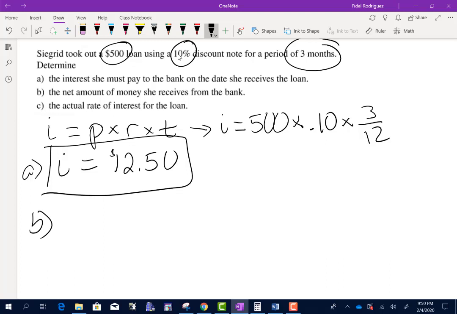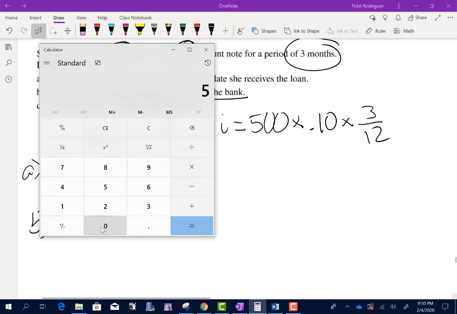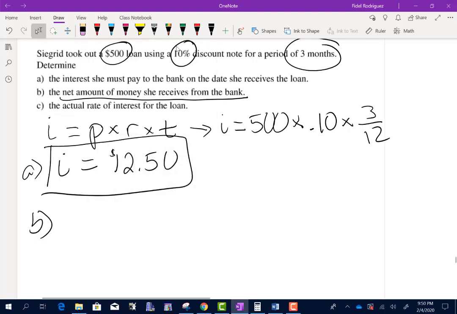Now Part B asks for the net amount of money she's going to get from the bank. She's going to get $500, but she has to give him $12.50. So how much of that is she really going to get? What's 500 minus $12.50? She's actually only going to get $487.50. That's the amount of money she's actually going to collect.